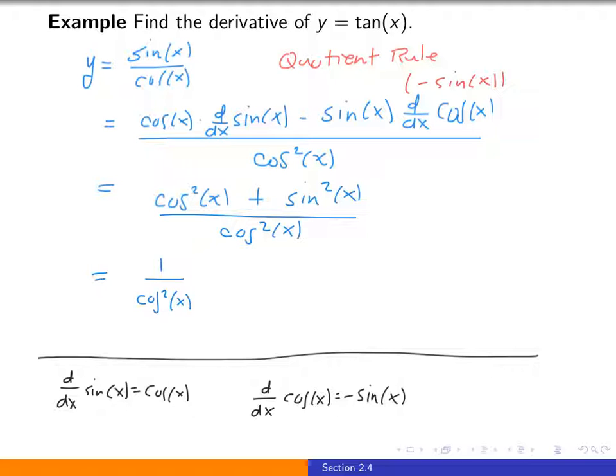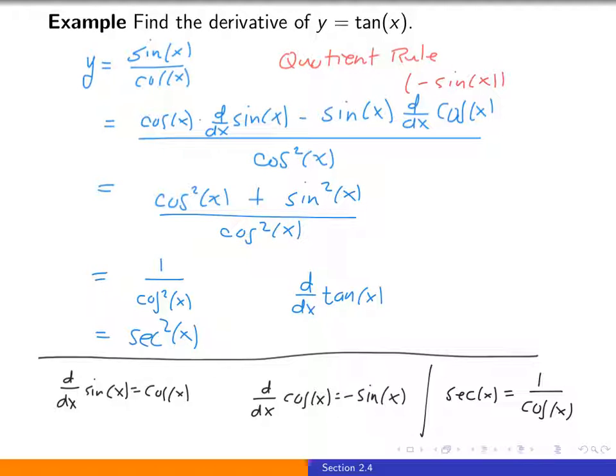But it's worth also recalling that secant of x is defined to be 1 over cosine, which means 1 over cosine squared can also be written as secant squared x. And this is going to be another very common differentiation formula that we want to make sure that we know. The derivative of tangent is secant squared.